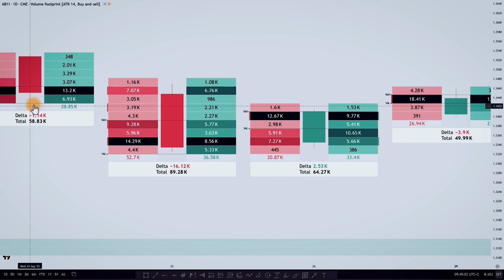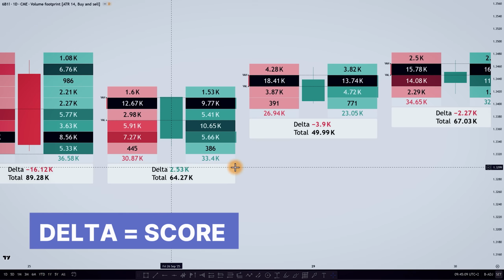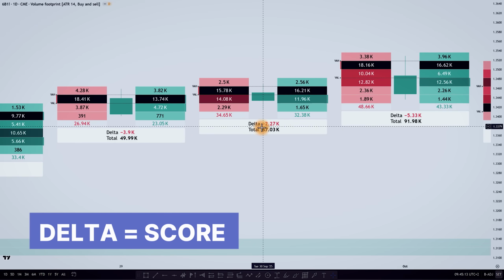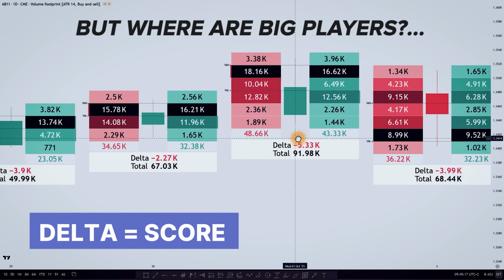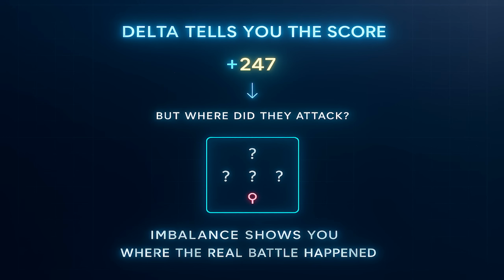You now have a filter that 90% of traders don't even know exists. While they're guessing if a move is real, you're reading the score. Now, delta tells you the score, but it doesn't tell you where the big players are actually trading. Which exact prices did they attack? For that, we need to spot something called an imbalance.